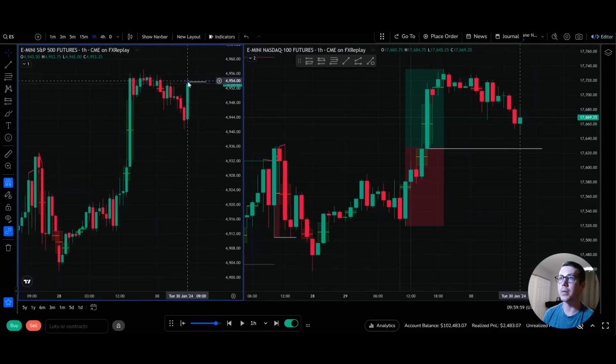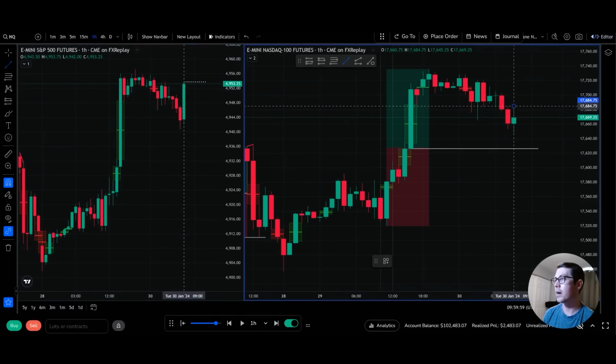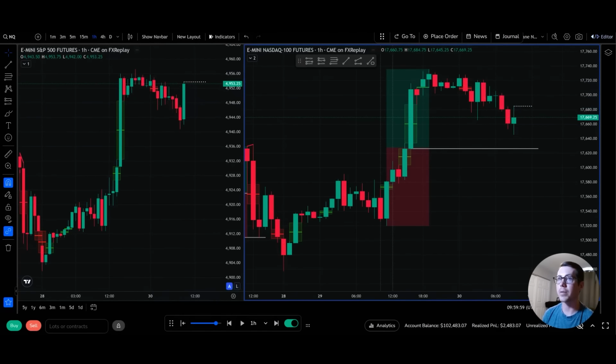I'll zoom in a little bit so you can see better. I've used this high time frame higher low to mark out the four-hour highs. Again, ES could potentially take out all these highs and NQ fails too. That would also be a good indication.